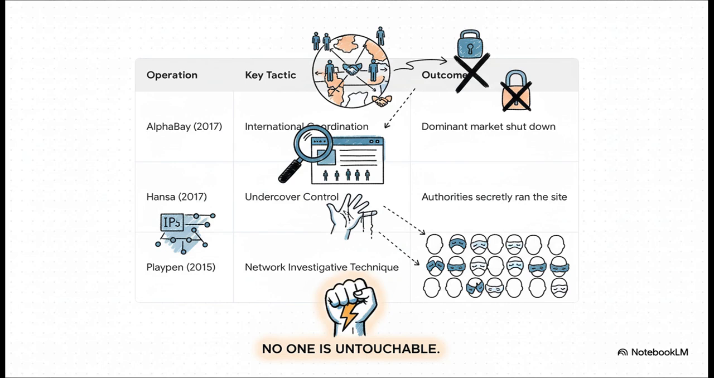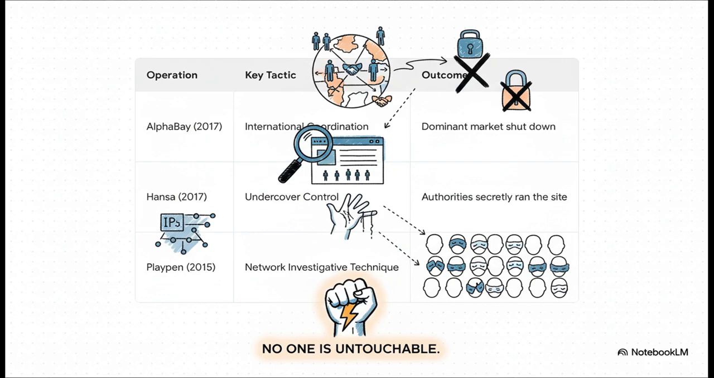And believe me, these techniques get results. We have seen massive takedowns that prove it. The shutdown of AlphaBay was this incredible masterpiece of international coordination. In the Hansa Market takedown, authorities cleverly took control of the site and ran it themselves for weeks, just gathering intel on thousands of users. And we already mentioned Playpen, a landmark case for using NITs. The message from law enforcement is crystal clear.